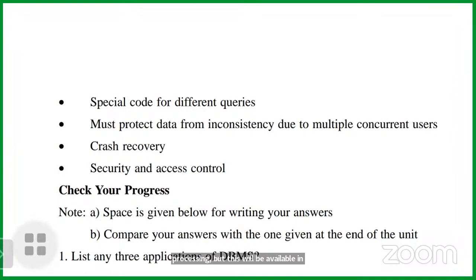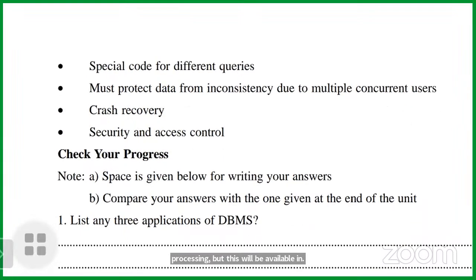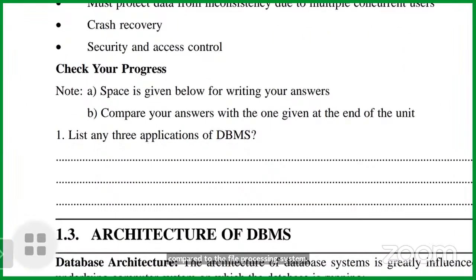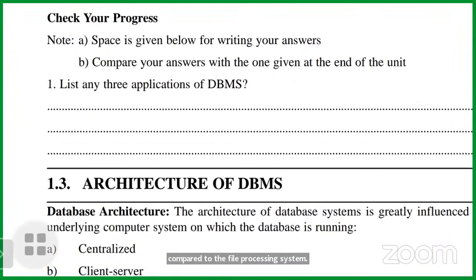And crash recovery. Recovery means backup and recovery. Whenever the system crashes, data will be lost. Any natural disaster can occur, and that time also data will be lost. Any fire accident can also happen. If we maintain a backup, then recovery will also be possible. And in DBMS we have security and access control that is higher compared to the file processing system. This is about the first chapter, I think.